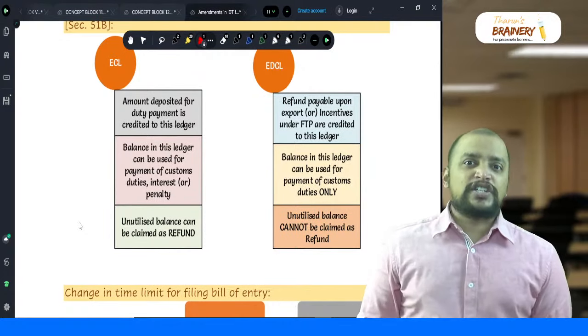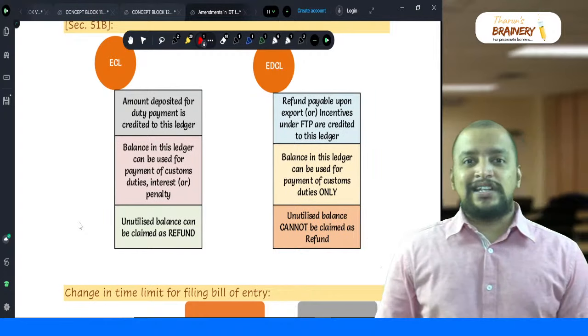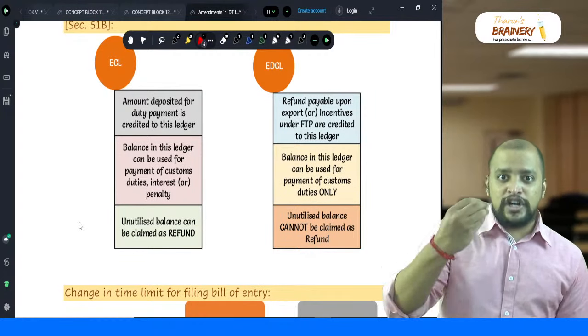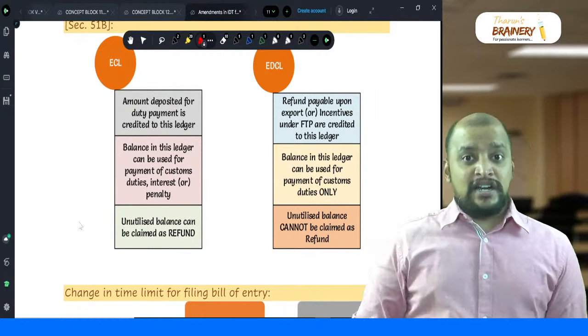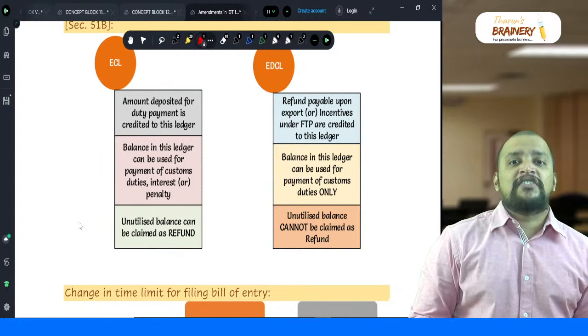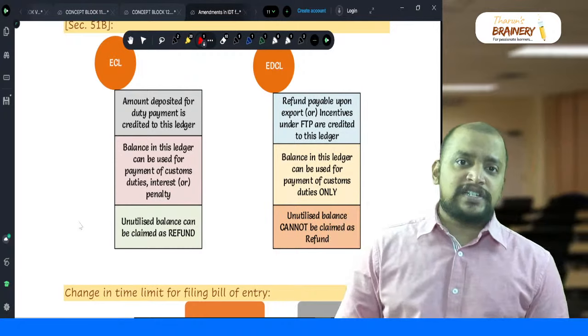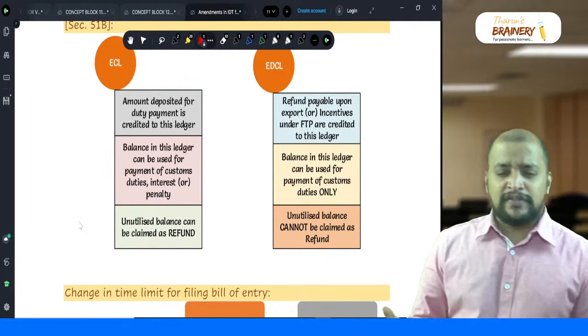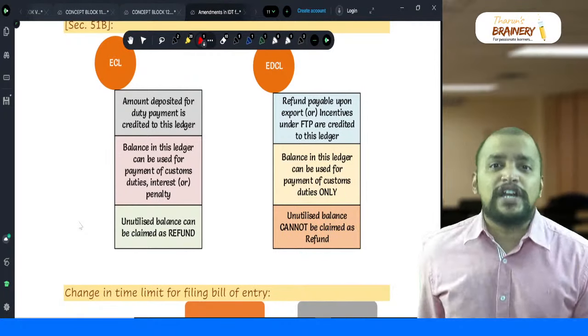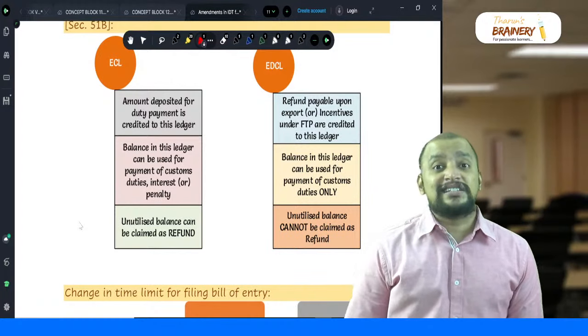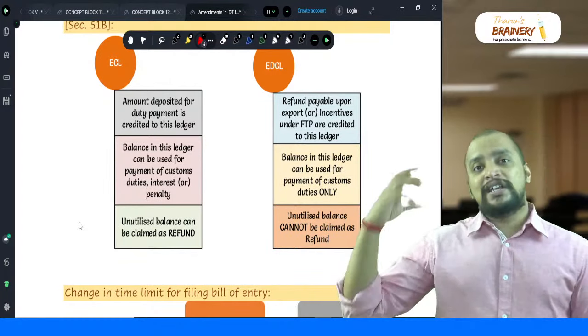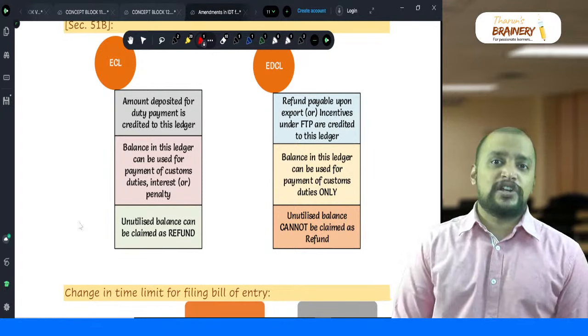To avoid that cash outflow, this concept of duty credit ledger is created. Whatever duty drawback you are claiming, we will give in that. Whatever incentive you are claiming under FTP, we will give in that. And this you use for payment of customs duty. If you could not use it for payment of customs duty, you can transfer it to another person, but don't ask us for the cash refund. To avoid the cash refund, only this duty credit ledger concept was created.